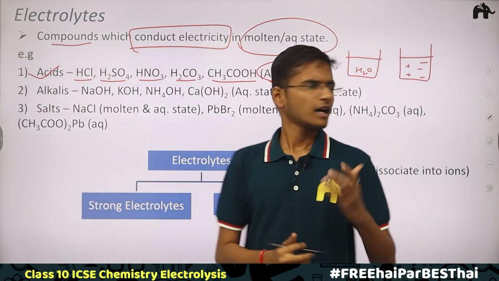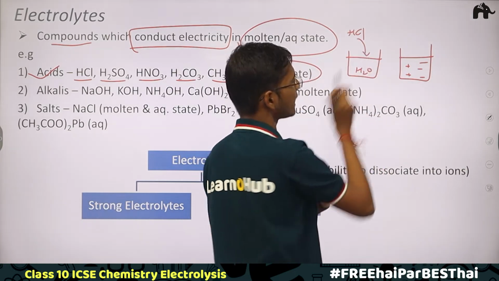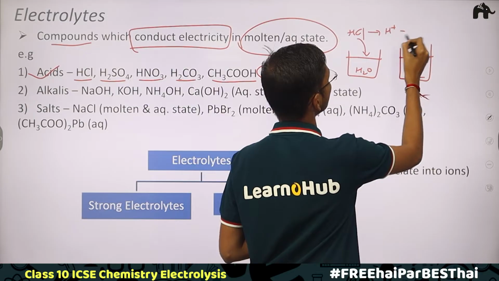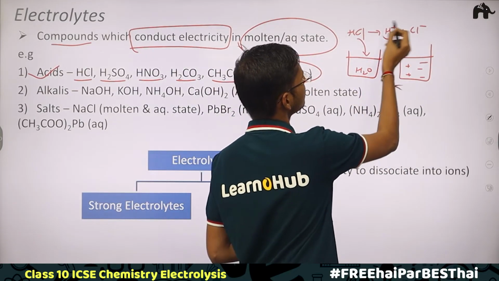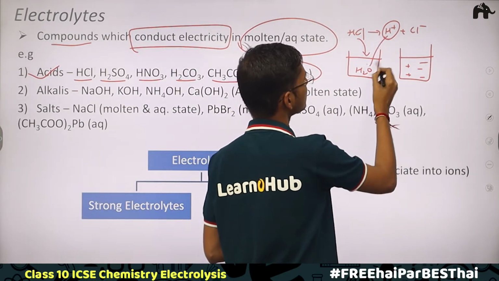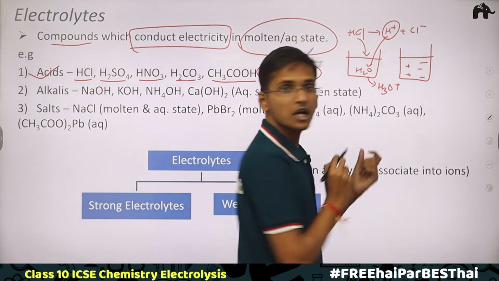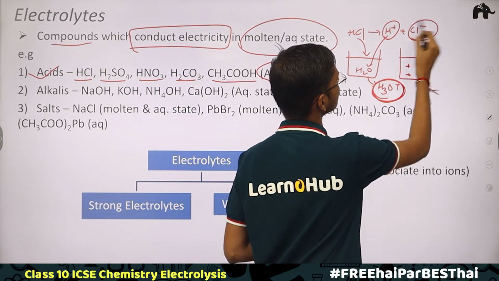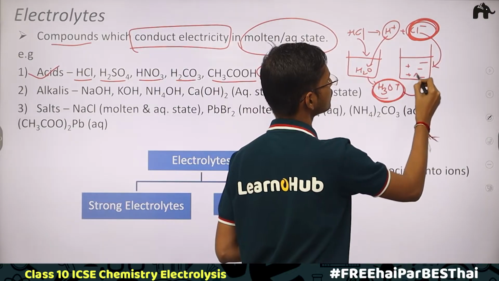For example, I can take HCl. When we add HCl in water, this neutral molecule just splits up into two ions, H+ and Cl- ions. And we know that H+ ions cannot exist independently in water. That's why they combine with water and form H3O+. So this H3O+ and this Cl- are the two ions present in this solution.